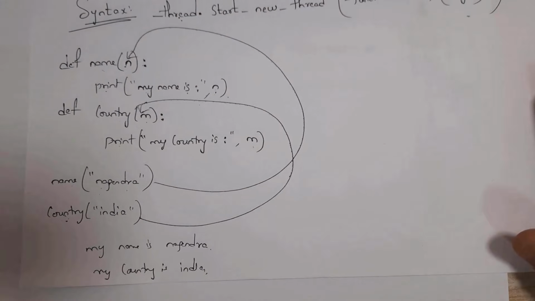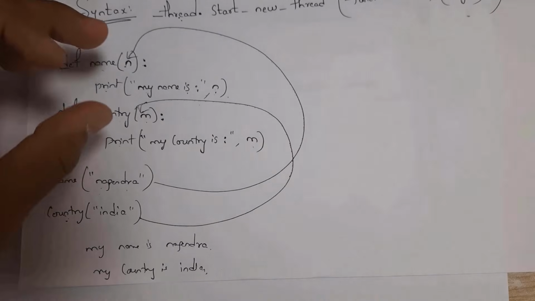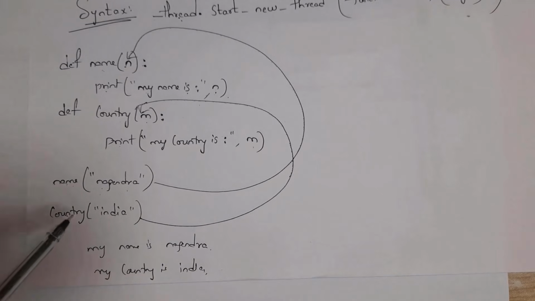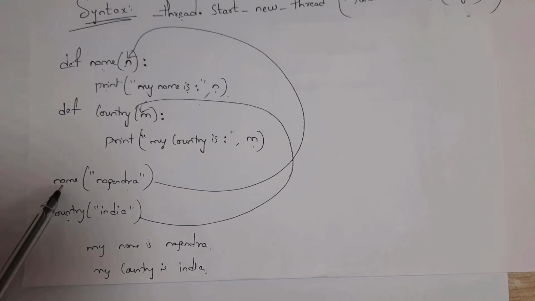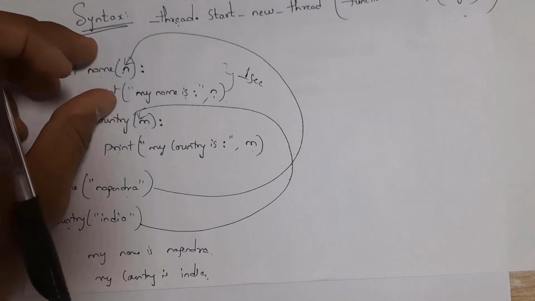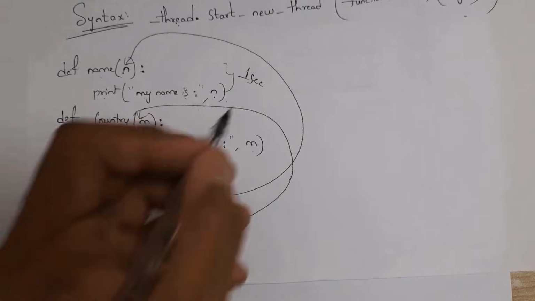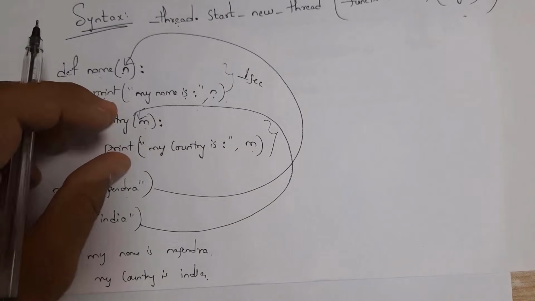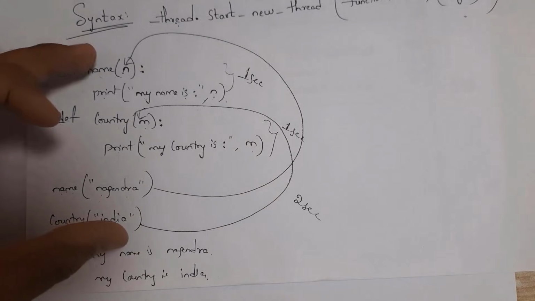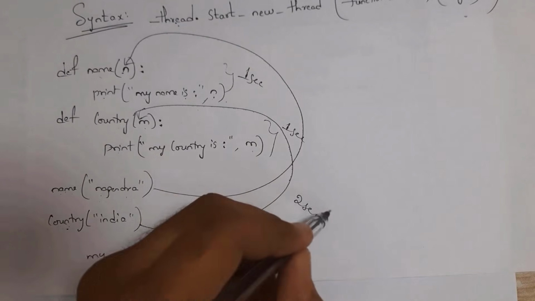And because of global interpreter lock in Python, only after executing first function, second function will be executed. So whenever I call here two functions that is name and country, at first it will execute name function and after executing name function it will execute country function. For example, time taken to execute this function is 1 second and similarly time taken to execute this country function is 1 second. So total time taken is 2 seconds. In order to execute this complete program, time taken is 2 seconds.